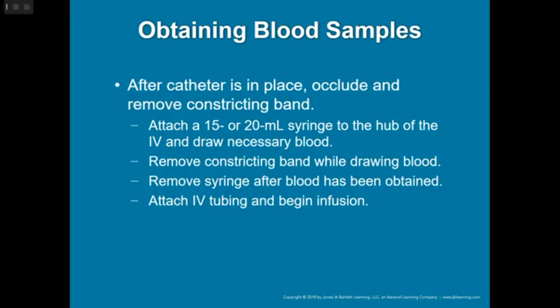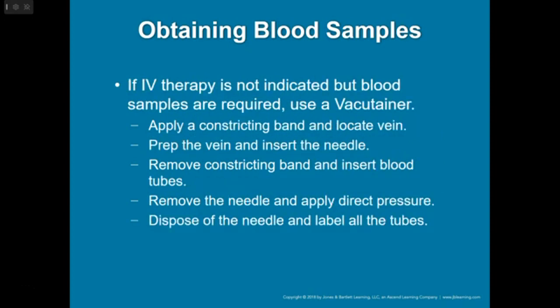This is talking about how to get that blood sample. Occlude and remove the constricting band after you get the IV catheter. Attach your syringe to the hub of the IV. Draw out all the blood. Then put in your saline lock and flush it and everything like normal.